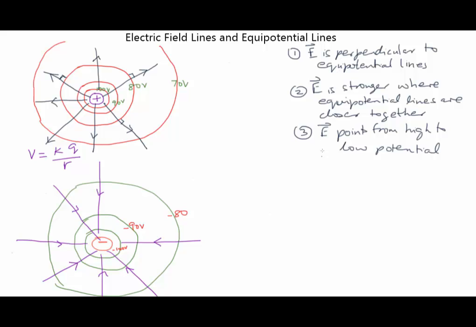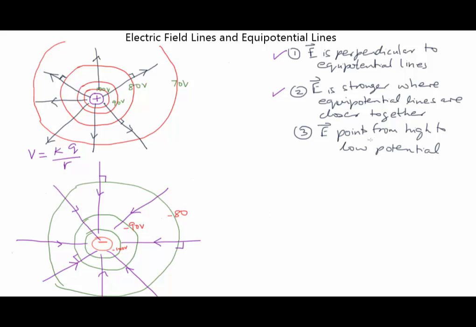Let's see if the relationships we came up with hold for a negative charge as well. So let's take some points, again perpendicular, wherever an electric field line meets an equipotential line, it's perpendicular, so that works for the negative charge as well. We see that the electric field lines are more densely packed closer to the charge, where the equipotential lines are also more densely packed, so that matches. The electric field is stronger where equipotential lines are closer together.